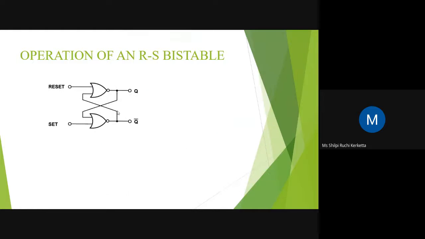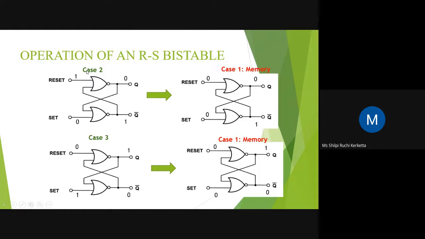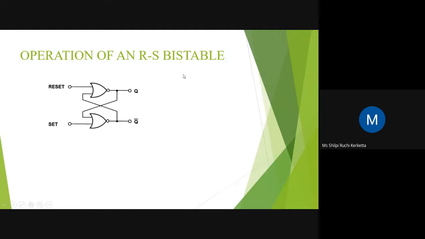So whatever I have explained is shown over here. We are first testing case 2, so we are putting 0, 1. Then again we will test case 1. If we do 0, 0, the output remains constant. And here is case 3, where we are giving 0 1, so we are getting 1 0. We will again switch back to case 1 and put 0 0. Then we will see that the output remains constant. So this is a memory state. So this is the operation of the RS bistable.